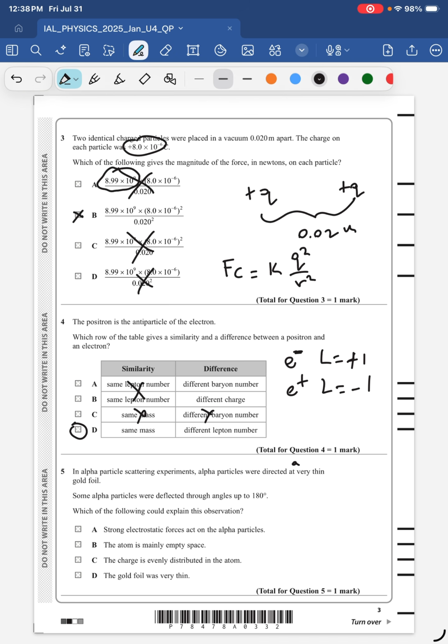B, the atom is mainly empty space, but that wouldn't explain why we have large deflections. C, the charge is evenly distributed in the atom. It's not, so no. D, the gold foil was very thin. Doesn't matter here. So A is the correct answer.